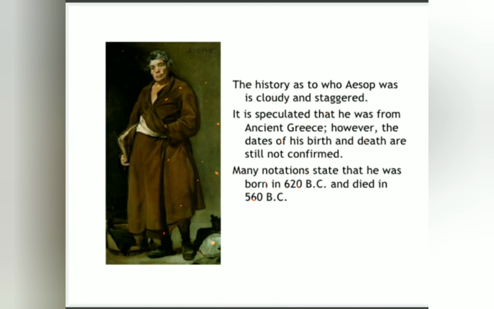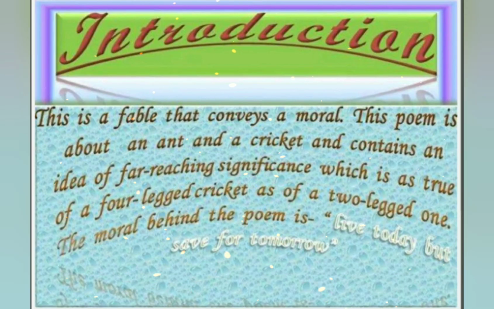So let's see this beautiful fable taken from Aesop's collection. Before we recite the poem, let's see the introduction of this poem. This is a fable that conveys a moral. This poem is about an ant and a cricket and contains an idea of far-reaching significance, which is as true of a four-legged cricket as of a two-legged one. The moral behind the poem is: live today, but save for tomorrow.